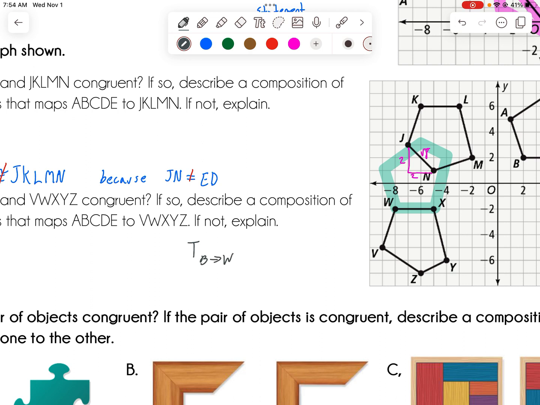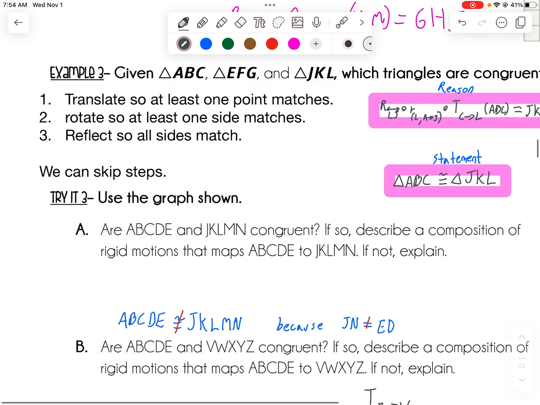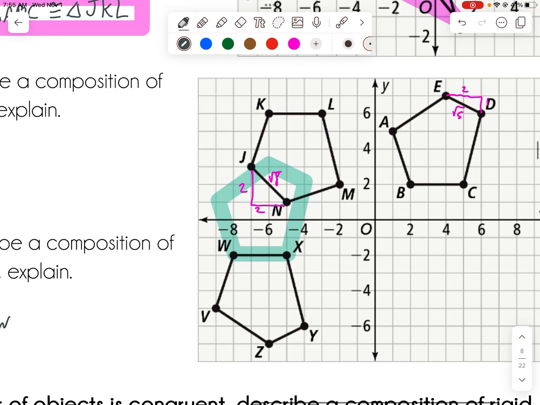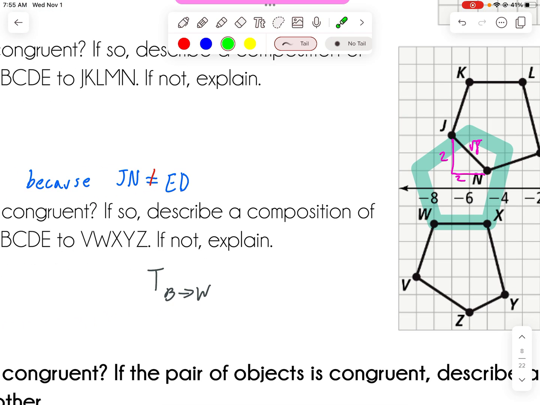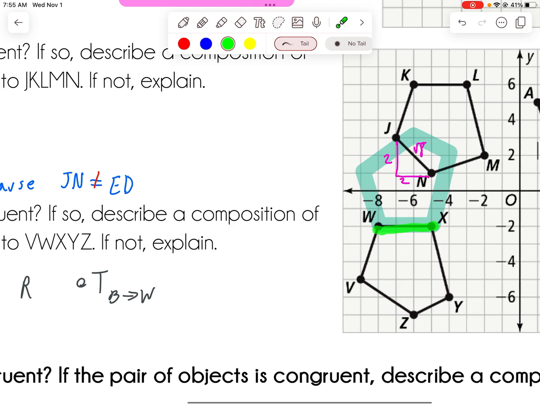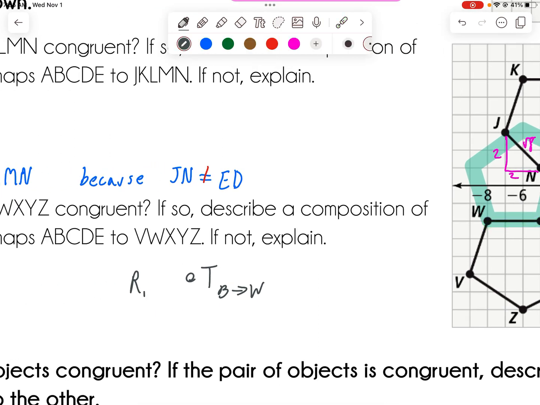All right, next, I could rotate, but the whole point of a rotation is so that at least one side matches. Well, take a look. I already have one side matching. BC, which was here, is now here at WX. So I already have one side that matches. So I don't need to do my rotation. I can skip it and go directly to the reflection. Now, if I reflect, I want to flip it, but I don't want to reflect across an axis. I can reflect across this line. And so I'm going to reflect across WX.